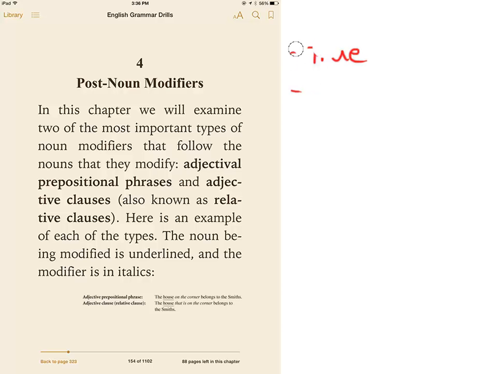Okay, before we start, there's a couple things that we need to talk about. Right down here, you can see it says the adjectival prepositional phrases and adjectival clauses, also known as relative clauses. So we're going to talk about these, the adjectival prepositional phrase and the adjectival clause. You can tell that these are groups of words, whether it's the prepositional phrase or the clause. These are groups of words that act as adjectives. Okay, this is basically what we're talking about.